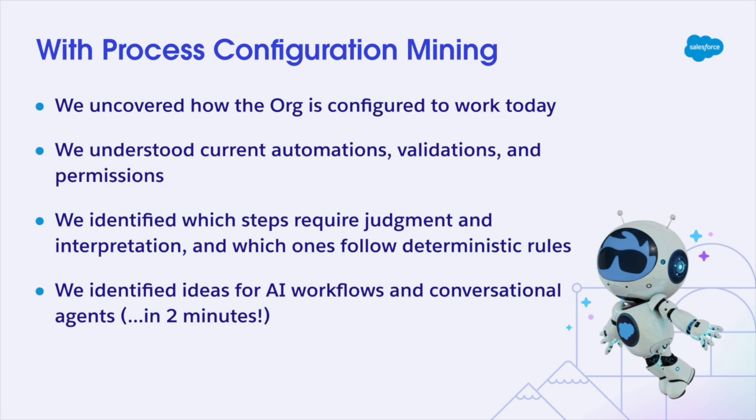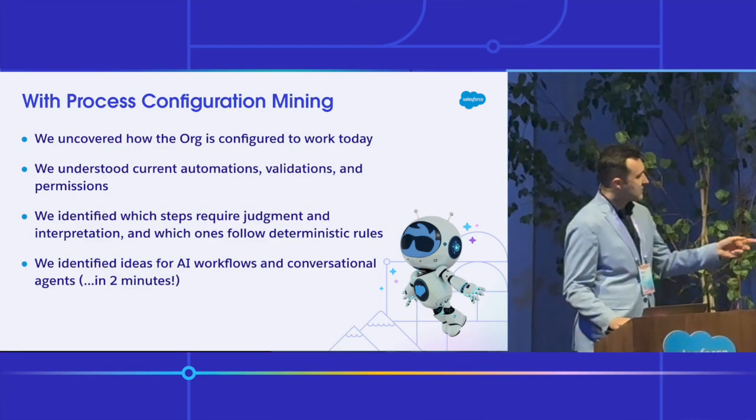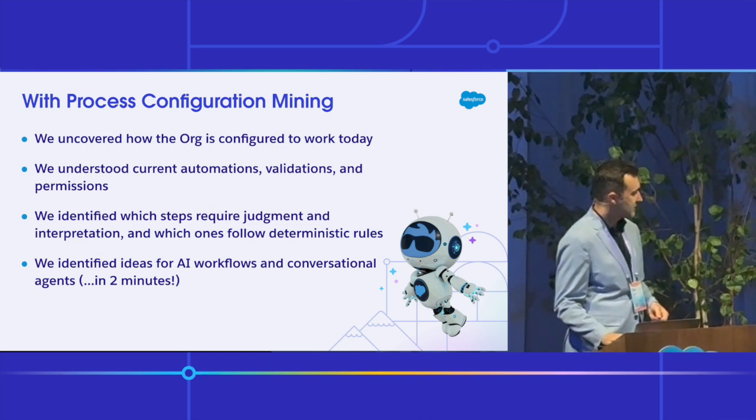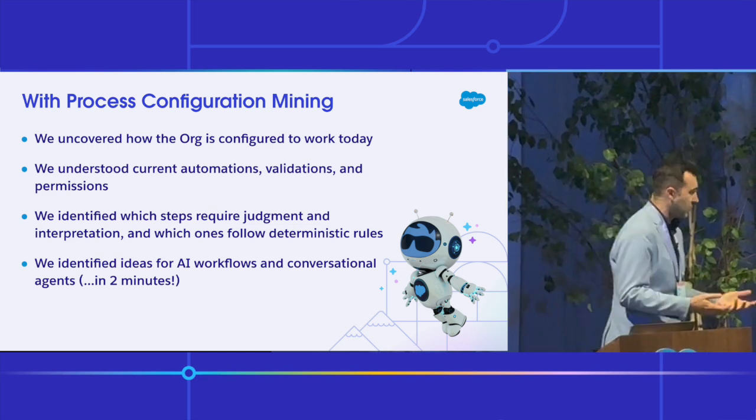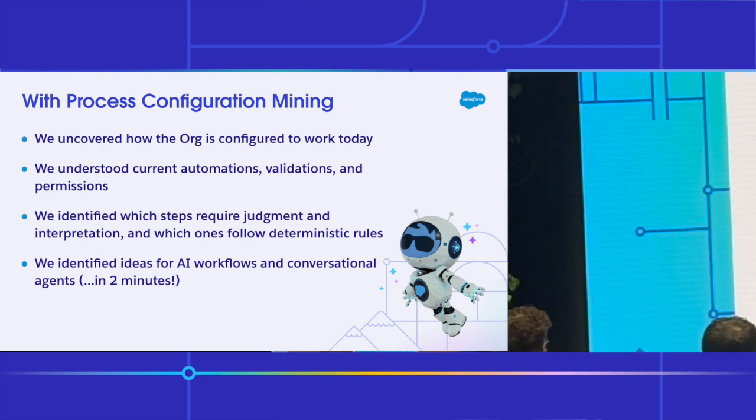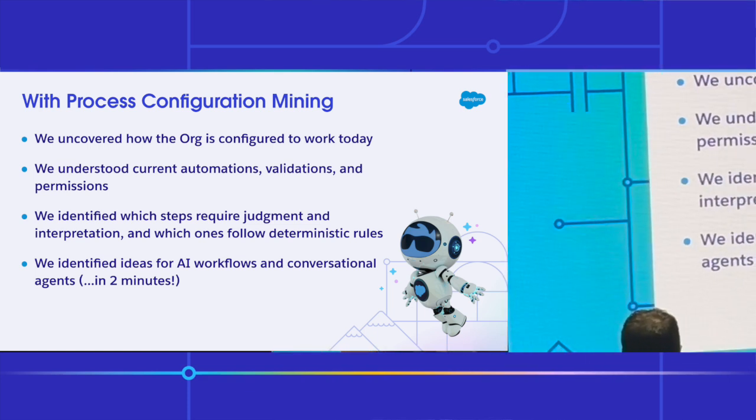So with process configuration mining, what have we learned? We uncovered how the org is configured to work today. We understood current automations, validations, and permissions. We identified which steps require judgment and interpretation, and which ones follow deterministic rules. And we identified ideas for AI workflows and or conversational agents. Again, in less than 2 minutes.